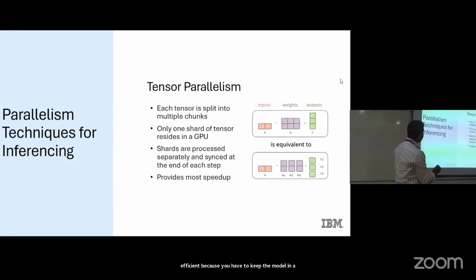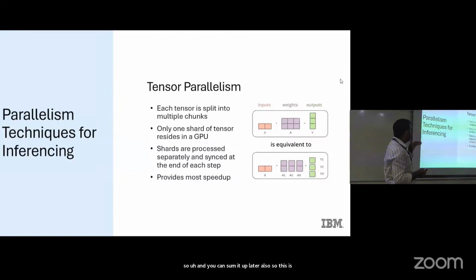The next one is tensor parallelism. This takes advantage of the matrix multiplication algorithm, where you multiply the row with the column, and you can sum it up later. This is where the parallelism of the GPUs can be efficiently used.